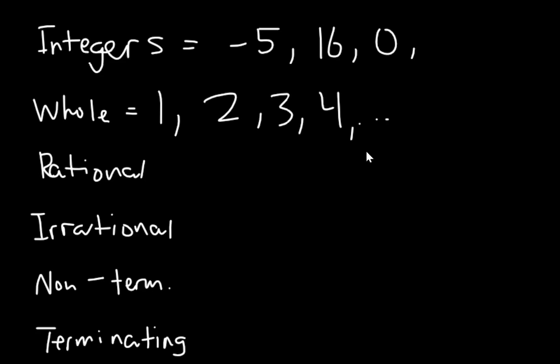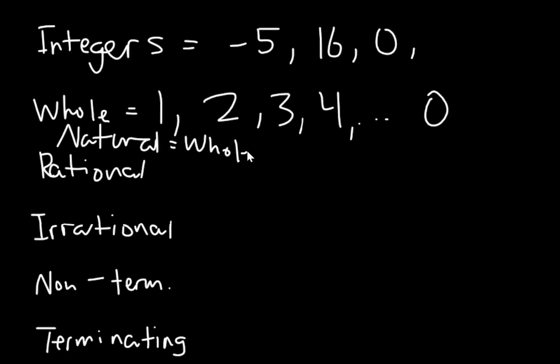Alright, yeah. Actually, whole numbers include 0. However, natural numbers do not. Actually, we need to fit natural somewhere. Natural numbers are just whole numbers without 0.